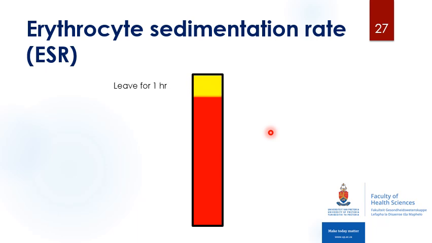The red blood cells will slowly settle towards the bottom of the tube, and after 1 hour, the distance that the blood has traveled is measured. If we know how far the blood will sediment in 1 hour, we will have the sedimentation rate. So this is your ESR, your erythrocyte sedimentation rate.